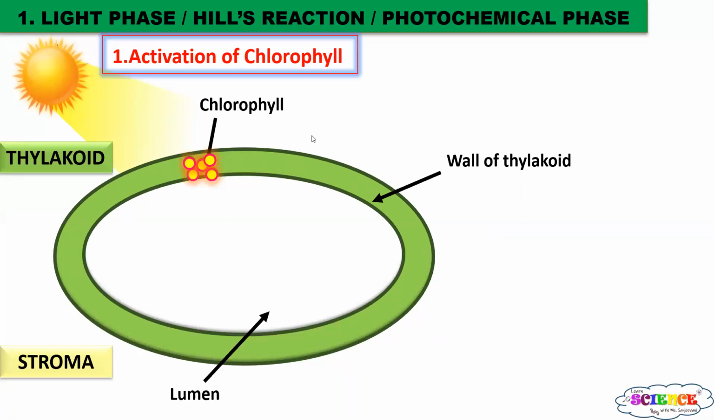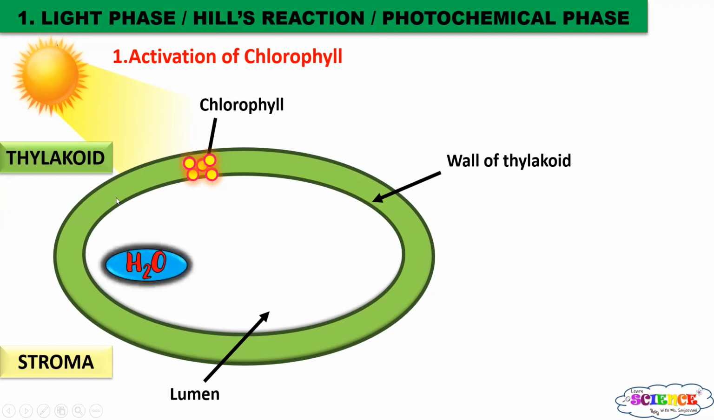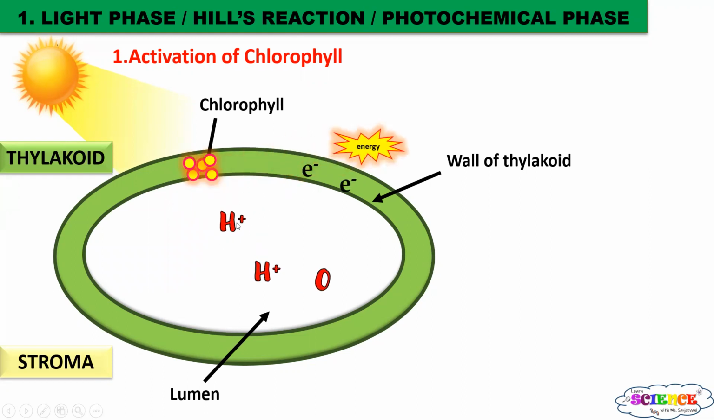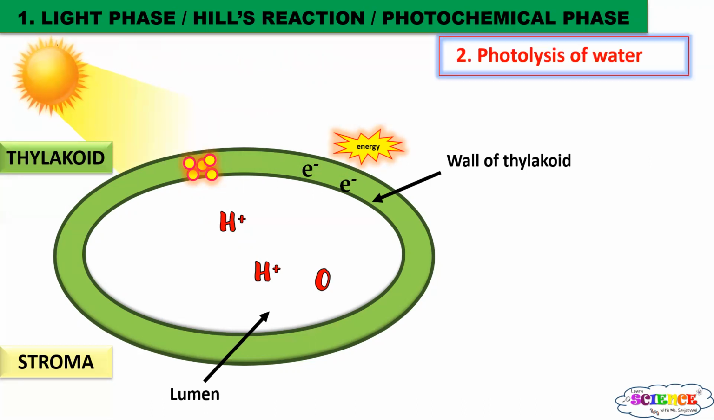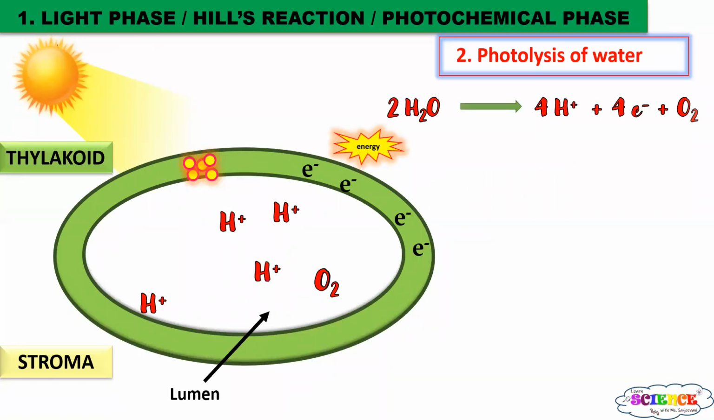Now, due to this activation of chlorophyll, water present in the lumen splits into hydrogen and oxygen. And hydrogen further releases an electron to produce a hydrogen ion. We know that oxygen cannot be in single atomic form, right? It is a diatomic molecule. So to balance it, you can write 2 water molecules. They split to produce 4 hydrogen ions, release 4 electrons, and 1 molecule of oxygen is produced. This is the oxygen which is released out.